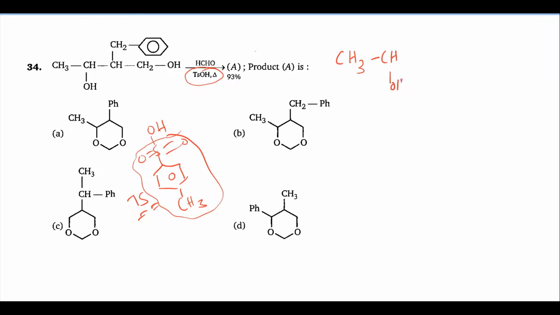CHOH, here CH, CH2, C6H5, and on the other side CH2OH. You can take it as formaldehyde. So it is forming like an acid, no? Heating is there, no? So this is acidic nature, acid and heating.